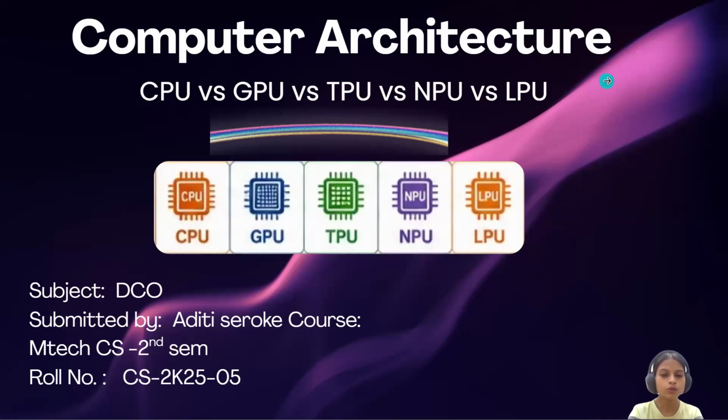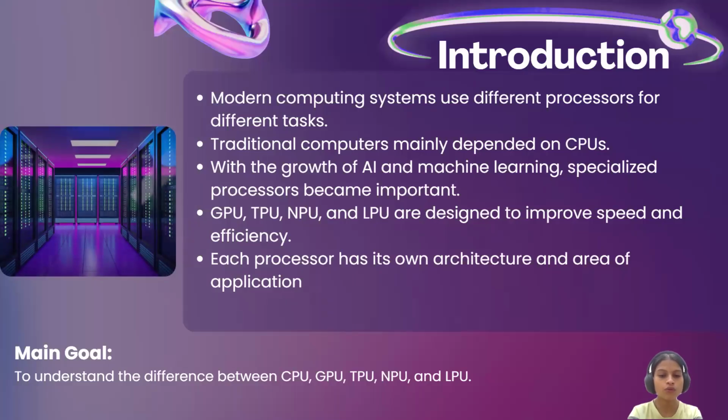Modern computing systems use different processors for different tasks. Earlier computers mainly depended on the CPU for all operations. But with the growth of artificial intelligence and machine learning, specialized processors became important. GPU, TPU, LPU, and NPU were developed to improve speed, efficiency, and AI performance. Each processor has its own architecture and area of application. The main goal of this presentation is to understand the difference between the different processors.